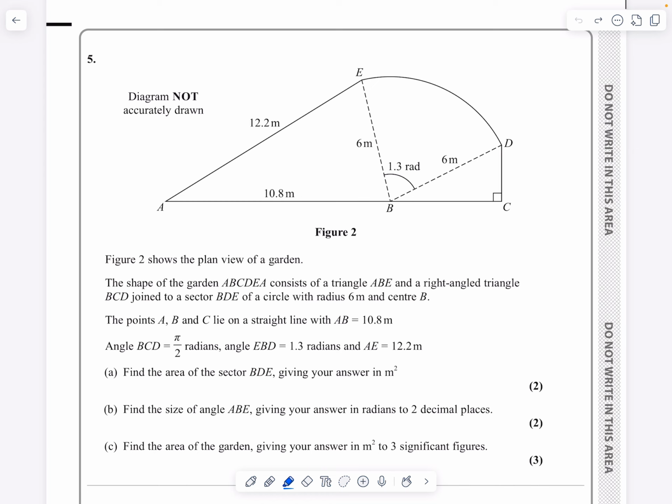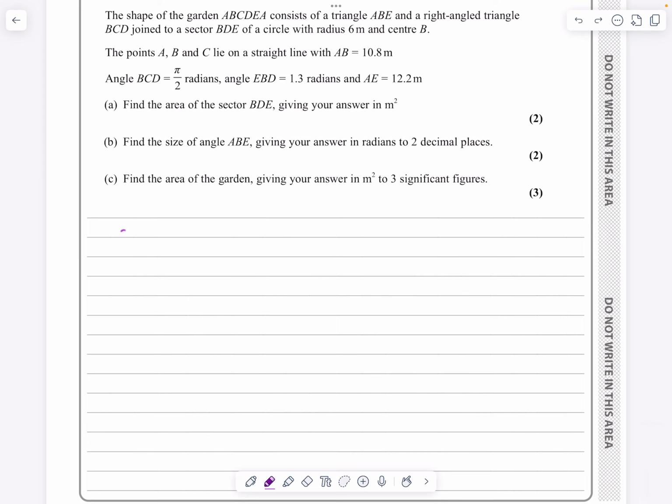And it says, can we find the area of the sector BDE? So if I'm trying to work out the area of this sector here, it's going to be, oh yeah, perfect. I've got everything. It's going to be half r squared theta, and I've got both r and theta there. So let's jump straight in and get started with part A. I want area of sector BDE, which is going to be a half r squared theta. So it's going to be a half 6 squared times 1.3 radians.